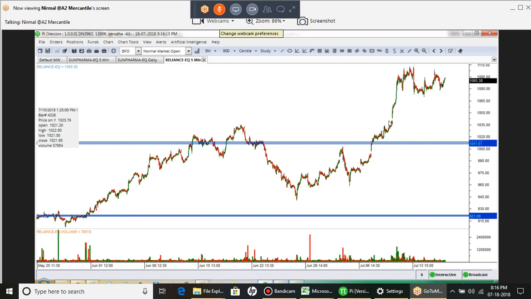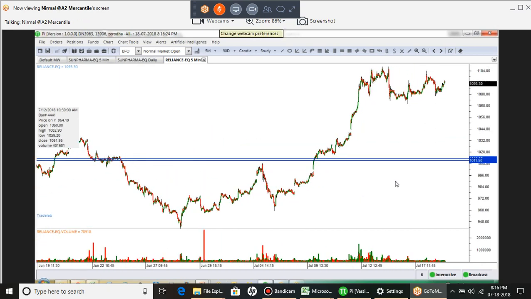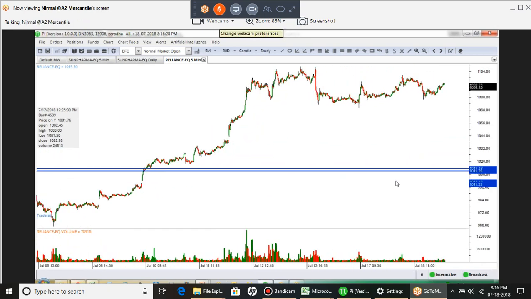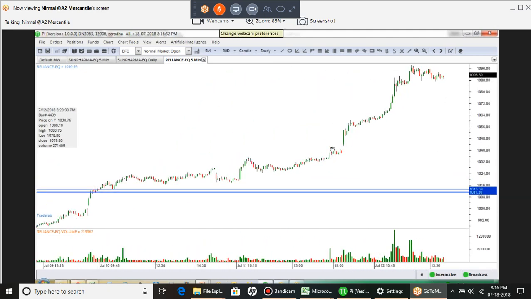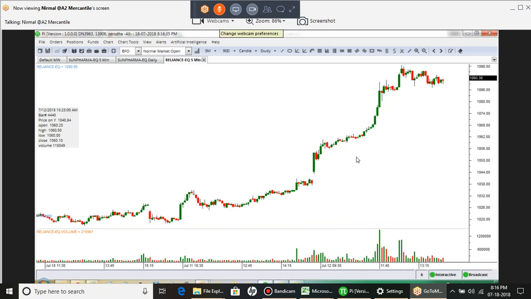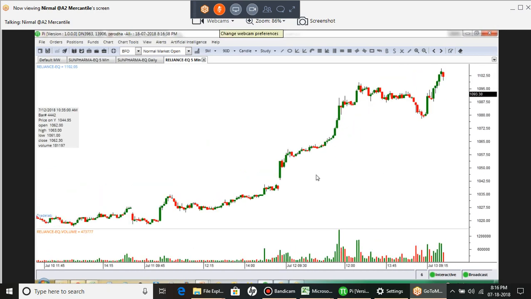Correct. Finally, what happened? It broke out, this day. It broke outside, correct. 11th of July. Now on 11th of July, when it started to go out, whenever I see this, I remember Manojji. He could not trade this day. 11:45, and this is 250, 250.